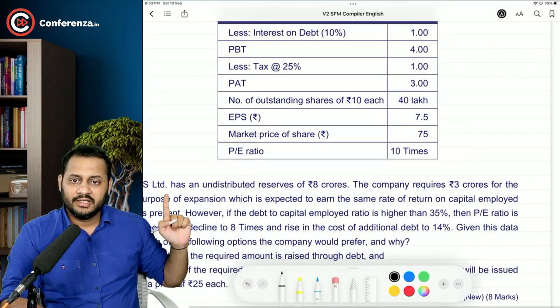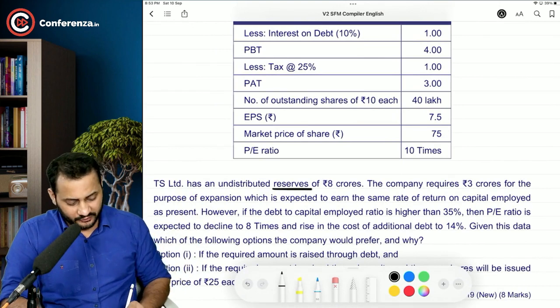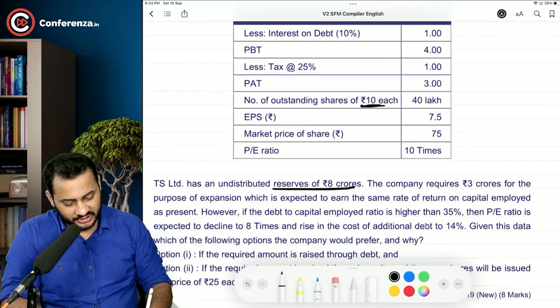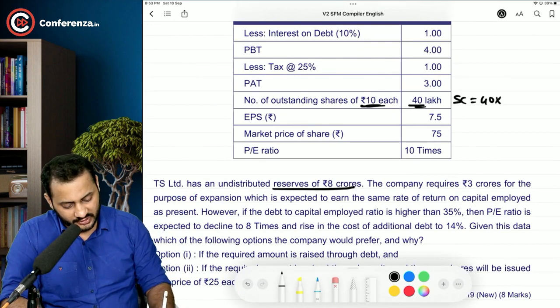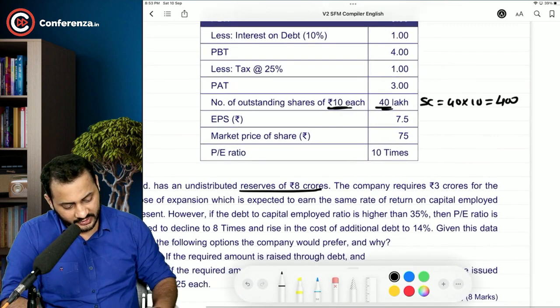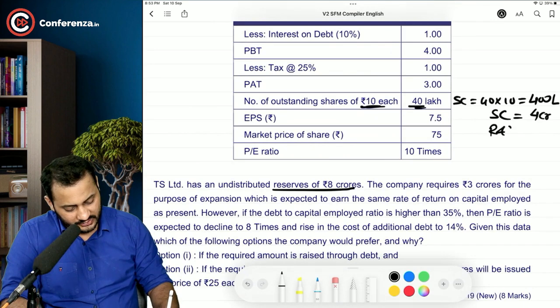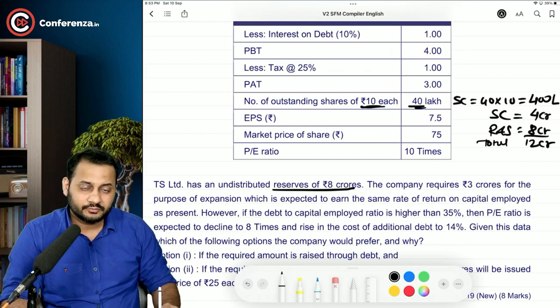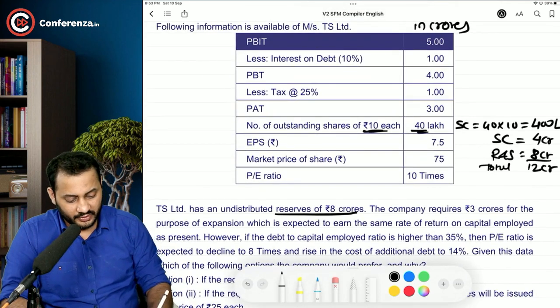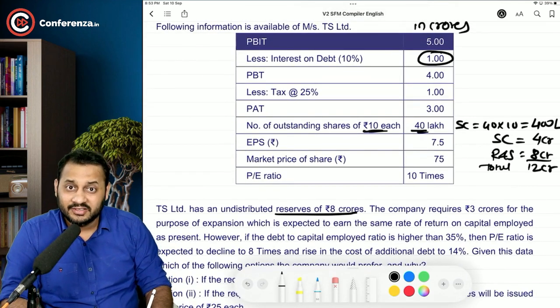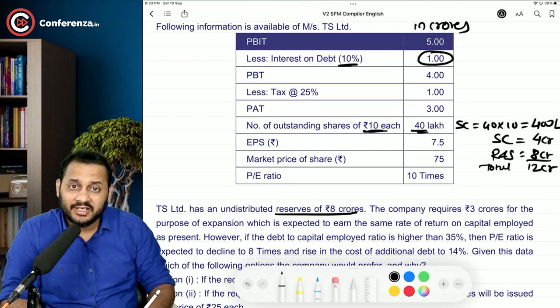Now TS Limited has undistributed reserves of 8 crore. Now try to understand what the share capital is. Share capital is 40 into 10, that is 400 lakhs, which is also called 4 crores. So share capital is 4 crore and reserves and surplus is 8 crore right now. So the total equity shareholders' fund is 12 crore. Apart from that, 1 crore is the interest calculated at 10% rate.